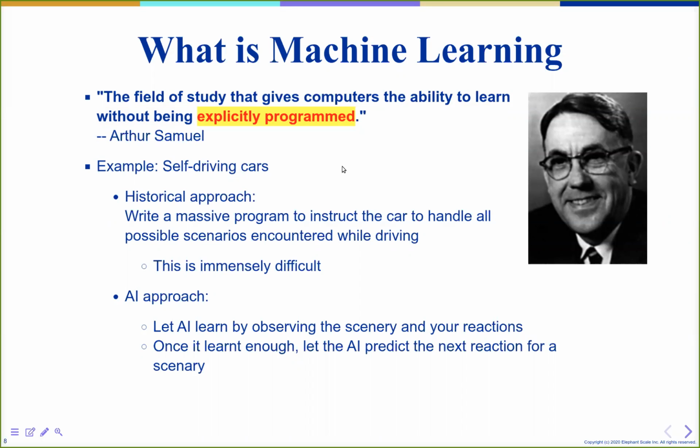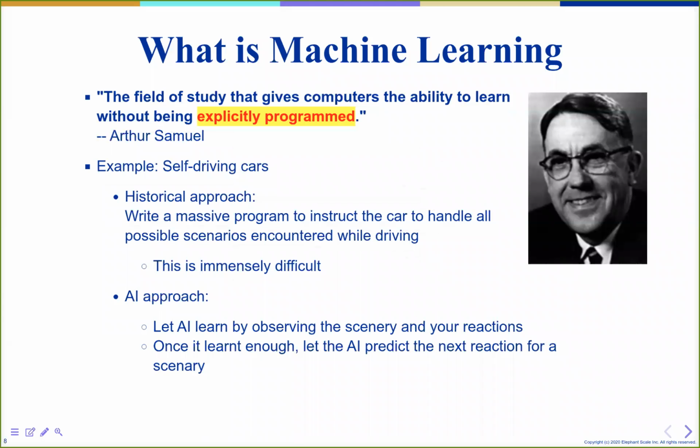Think about something like a self-driving car. If I ask you to write a program for a self-driving car, you could write a massive program so it can handle all the situations on the road: if this happens, do this; if this happens, do this. This is what the early approaches were, and they were not very successful because the number of cases is just so numerous. Now think about it this way. Imagine you're driving a car around, but there's a computer in the car recording the scenery outside. It also has sensors recording the driver's reactions.